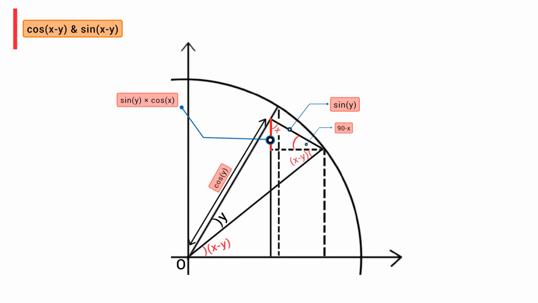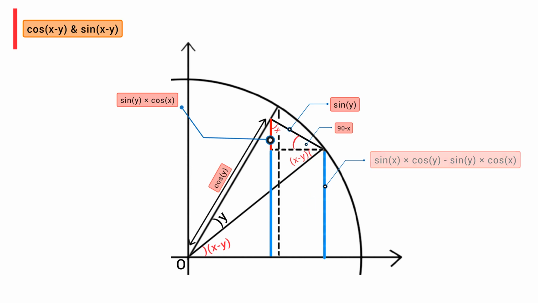If we subtract the vertical component sin y times cos x from the sin x times cos y side, the remaining length when moved horizontally in a parallel way exactly fits the sin(x − y) side. Hence, the sin(x − y) side is equal to sin x times cos y minus sin y times cos x.